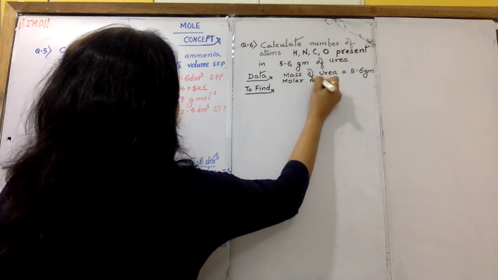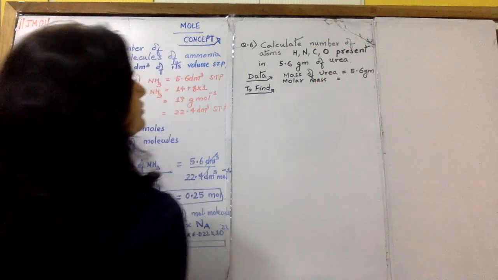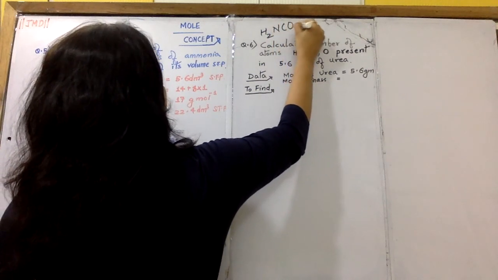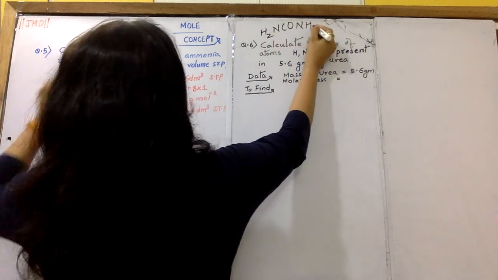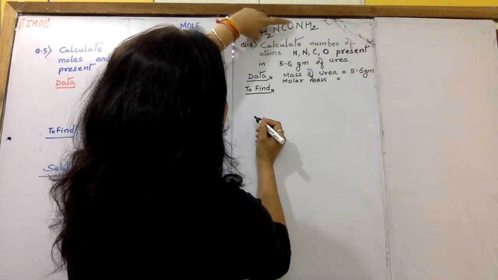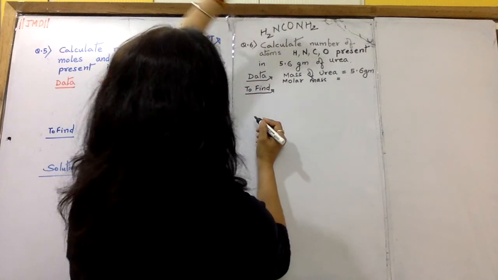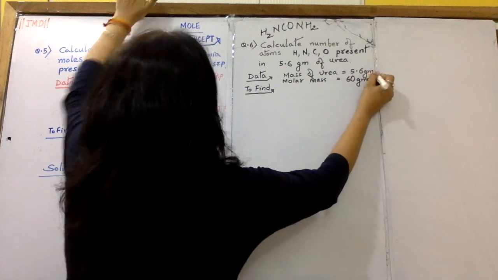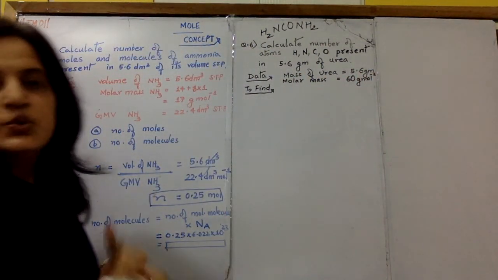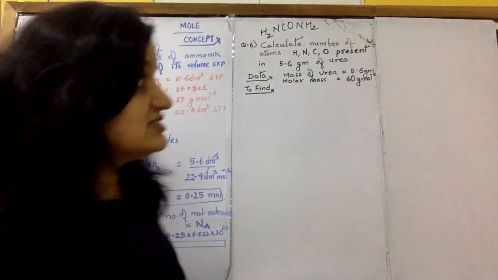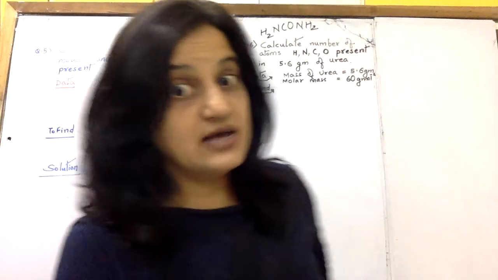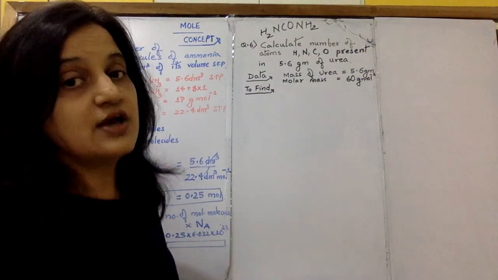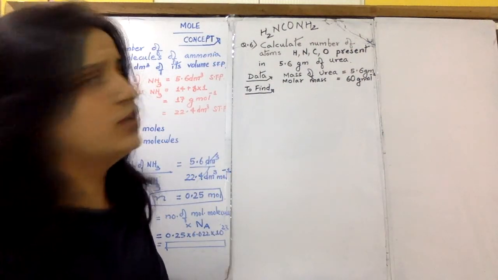Molar mass we can find, and that will be, does anyone know the formula of urea? Nattu. So this is 2, 14, 12, 16, 14 and again 2. So this is 60 gram per mole. We have found this too; we may need it further. Obviously we'll need it, because we have the mass and to find moles, mass upon molar mass is mole. The mass is given, we found the molar mass, so we can find mole.